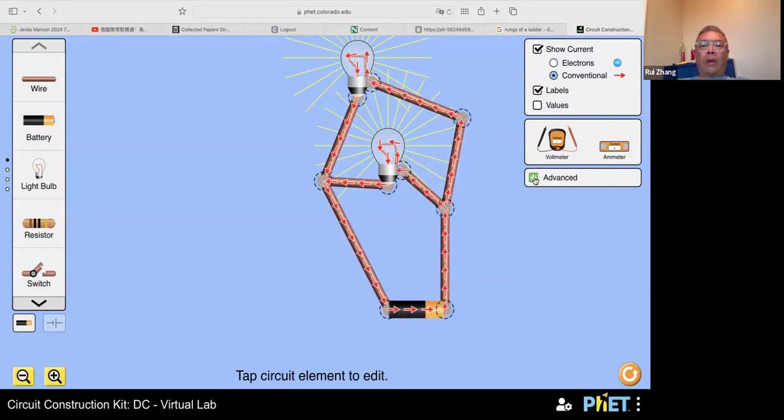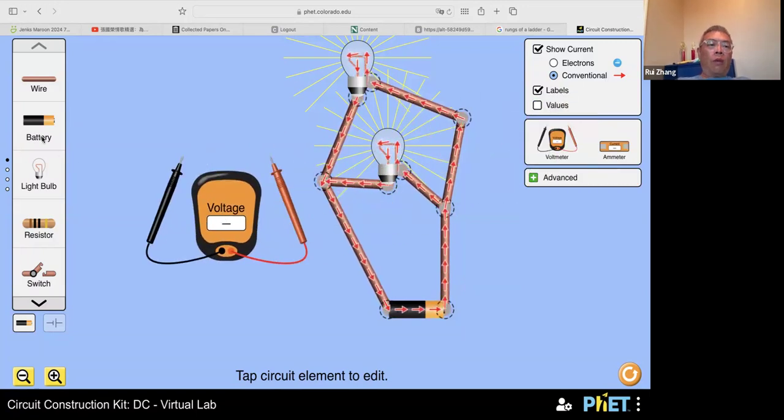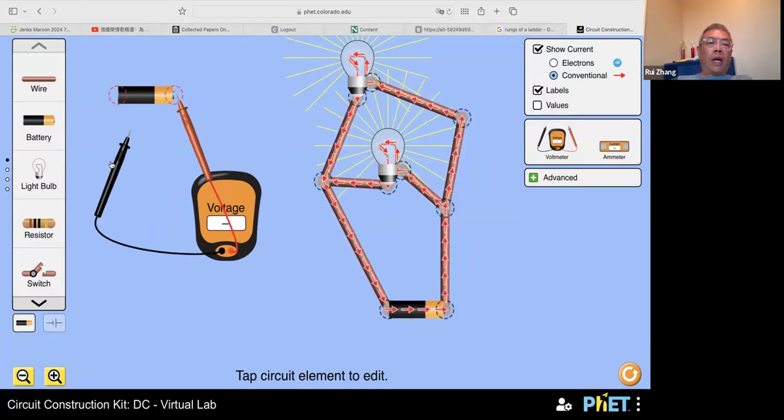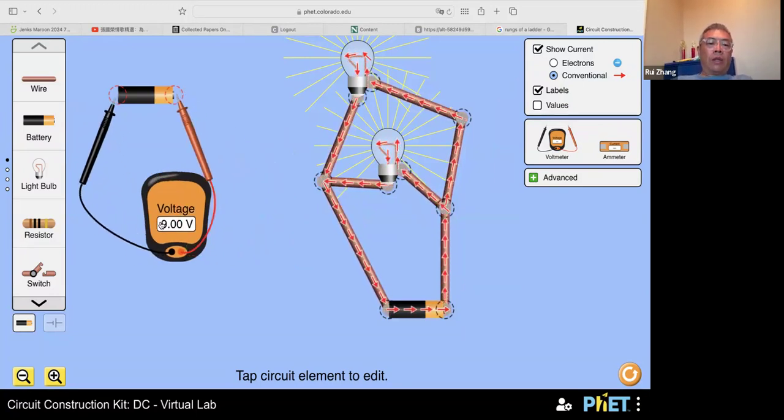Another question: how do we measure voltage or current? To measure voltage of anything is actually pretty simple. You just bring this voltmeter here. For whatever you want to measure, say the voltage of a battery, just bring these two tips to the two sides of the battery. Now you see there's 9 volts.